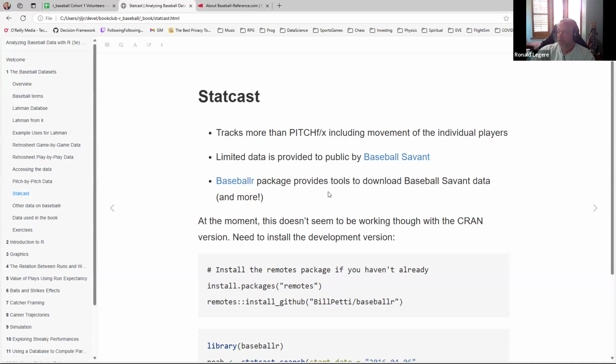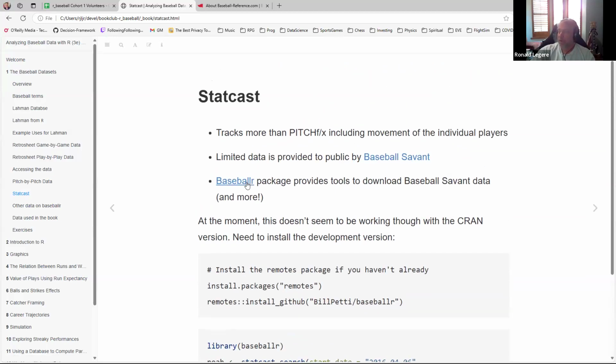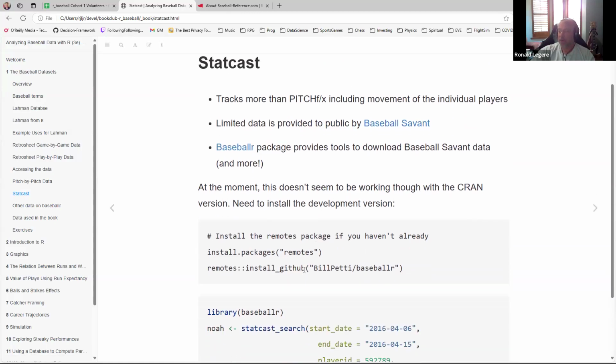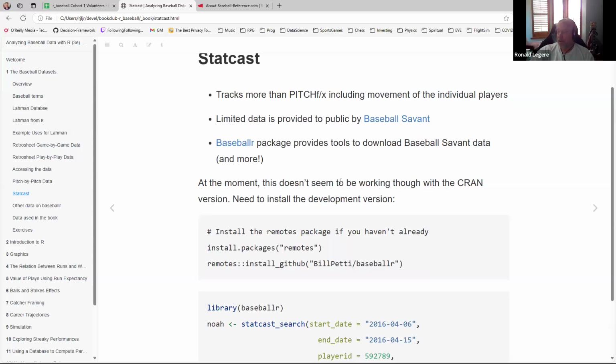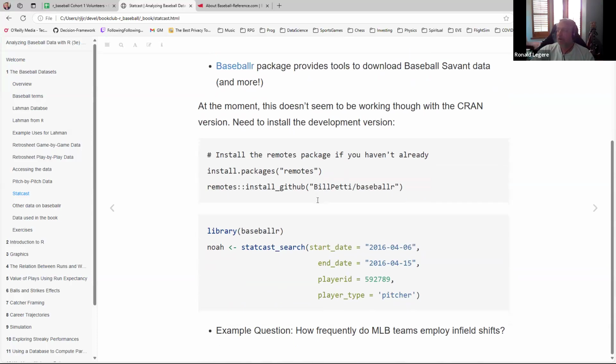At the moment, by the way, if you just install baseballr from CRAN, it won't work. You need to get it from GitHub. This is kind of a problem for figuring out how I'm going to get this onto our GitHub, because I don't know how to make this work properly with the description file. I have to talk to John about that.